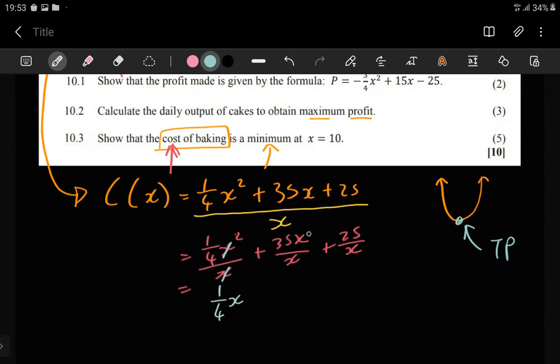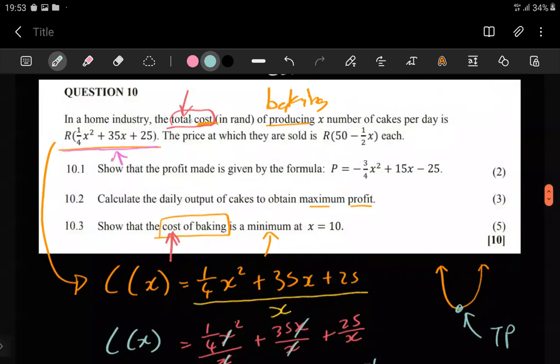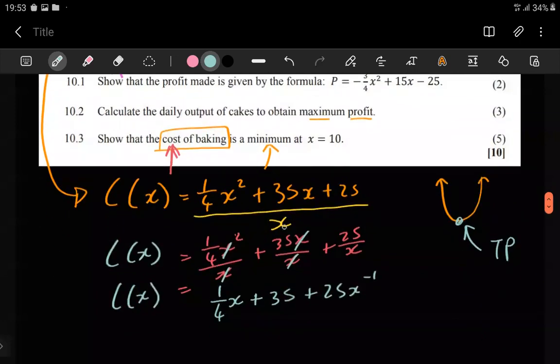And then here, X over X, that's going to be 35. And then here now we have to take the X upwards so that we are able to differentiate. Taking it upwards, we're going to have something like this. Now, this is still your cost equation. You see, it's not the total cost equation, it's the cost equation, because the cost equation is the one where you're dividing by the number of cakes that you would be making.